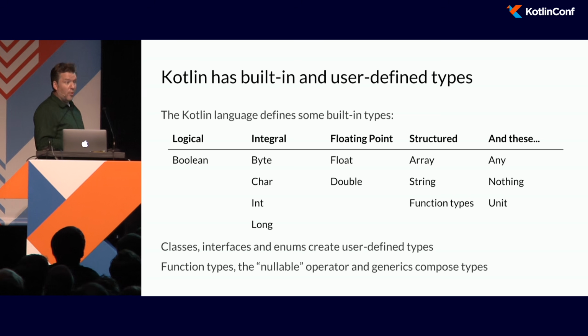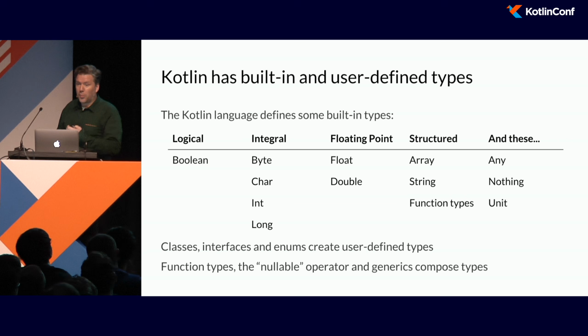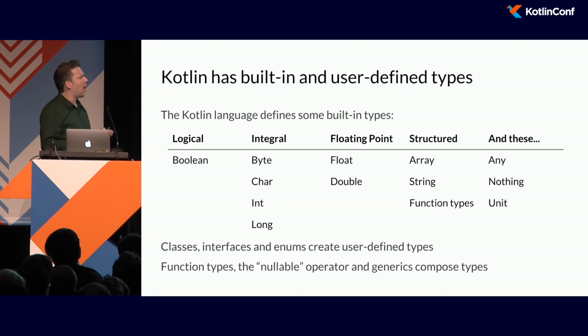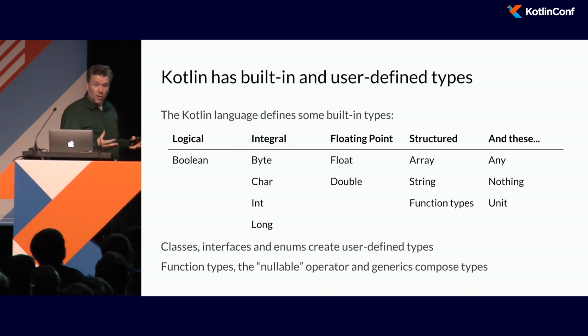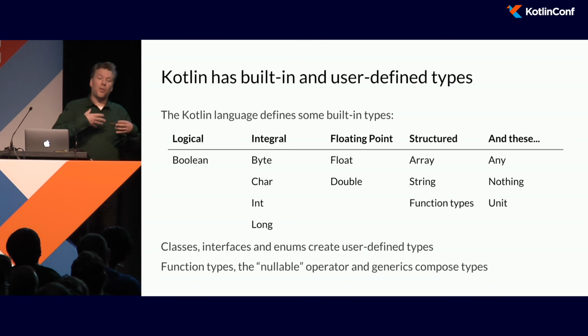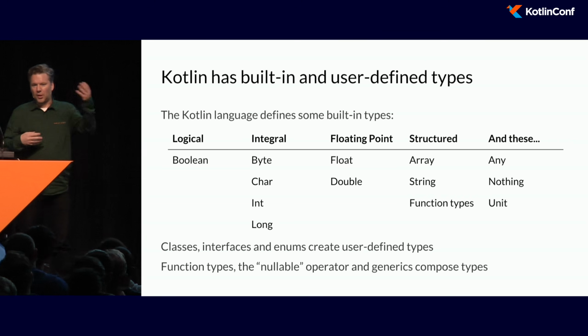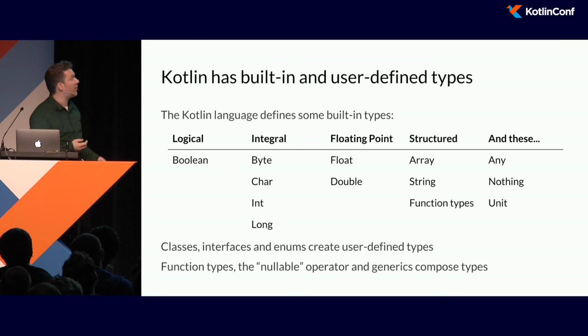Kotlin defines a number of built-in types, or intrinsic types, I think the documentation might call them, for numbers, booleans, characters. It defines some built-in structure types, arrays and strings. Some of these are defined in the standard library, but the compiler knows about them. So if I have a string literal, it's actually using a type defined in the standard library.